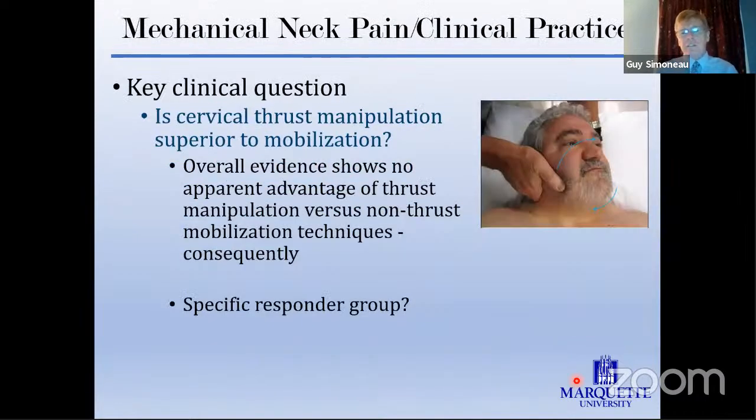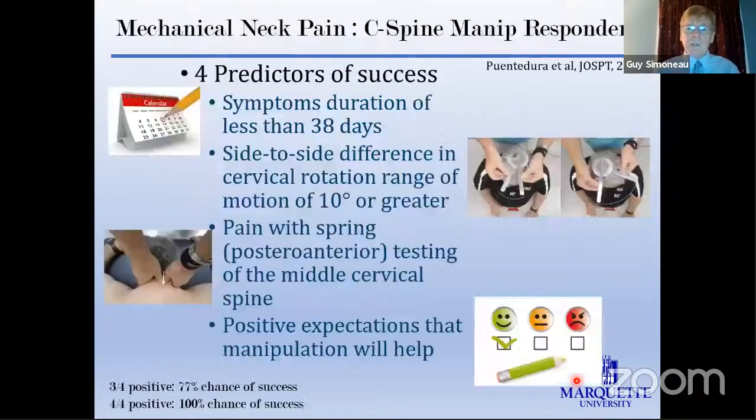Another question that is often asked is, is cervical thrust manipulation superior to mobilization? And again, if you look at the literature, it says no, that there are no benefits of thrust manipulation in the cervical spine compared to mobilization techniques. So if as a therapist, you're not very comfortable with doing thrust manipulation techniques for the cervical spine because you believe there is risk, or you're working with a patient that is not ideal for thrust manipulation, mobilization techniques should still be able to be very good. Now, that being said, there are clearly a lot of clinicians that believe that thrust manipulation techniques are superior for some patients.